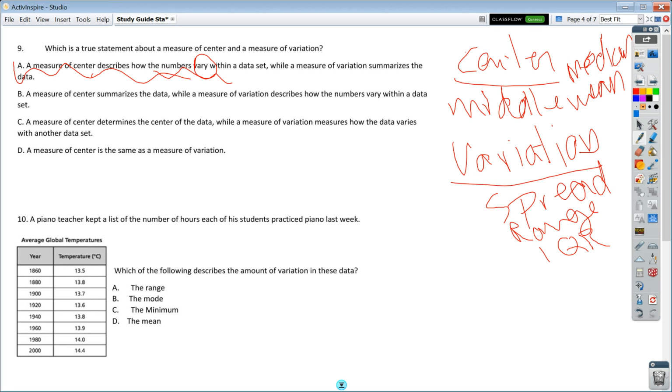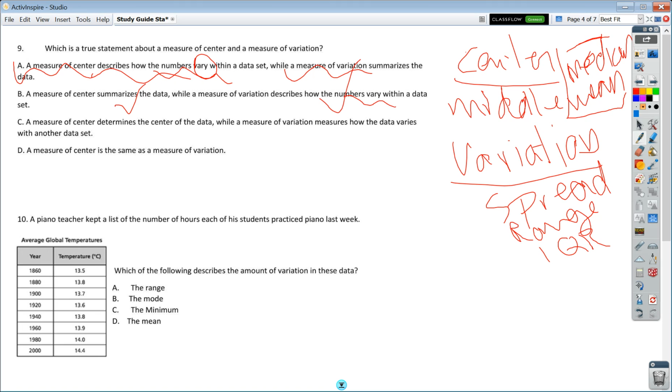A measure of variation summarizes the data. That's not really true. The mean or the median summarizes the data. Really, the mean summarizes the data the best. A measure of center summarizes the data. Okay, that's true, while a measure of variation describes how the numbers vary. That's also true. So let's do that.